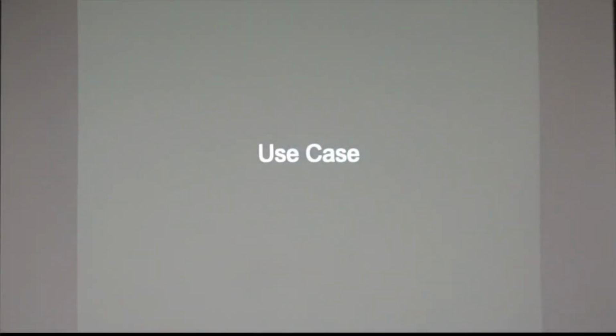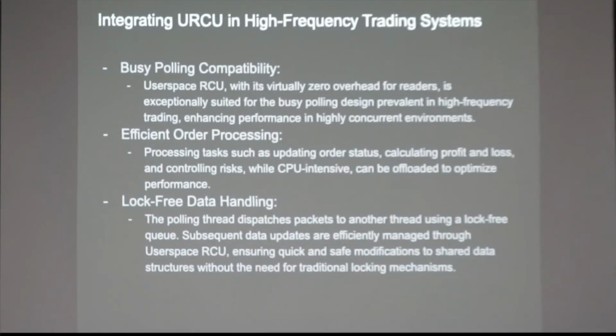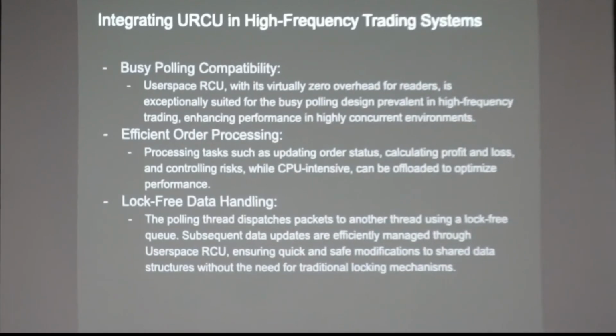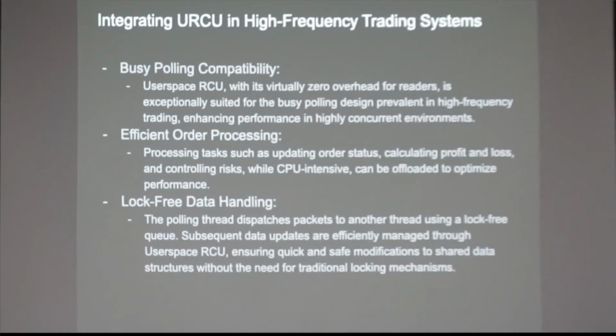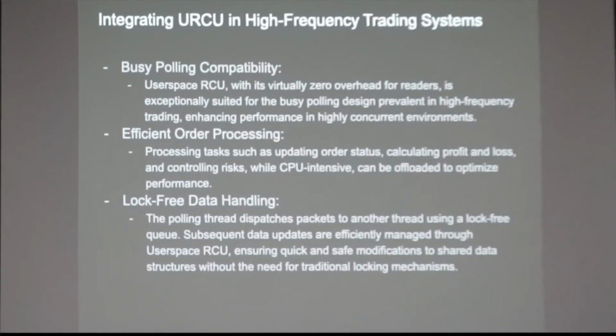To illustrate the point, let me show a use case. Why do we want to integrate the Userspace RCU in a high-frequency trading system? We discussed some restrictions of the busy polling system. In this case, URCU is a good fit because it has nearly zero overhead for readers. We also talked about the data consistency issue before. Fortunately, those steps are usually asynchronous by nature. In other words, inconsistent data is acceptable.